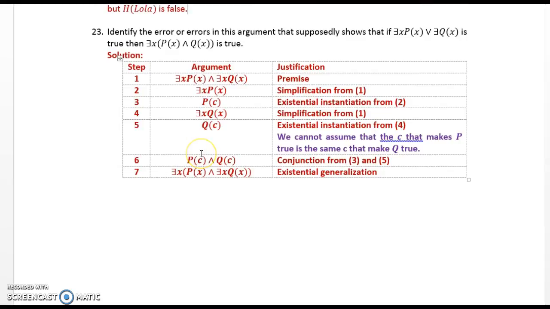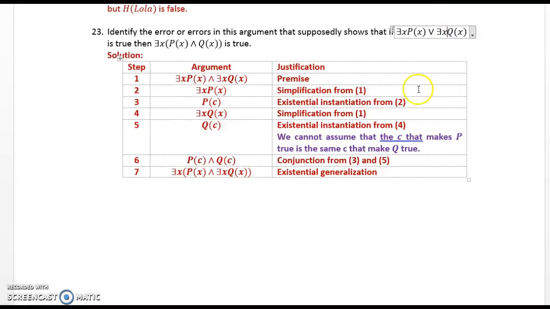23. Identify the error or errors in this argument that supposedly shows that if there exists x, P of x, or there exists x, Q of x is true, then there exists x, P of x or Q of x is true. Step 1. There exists x, P of x, and there exists x, Q of x. That's a premise.